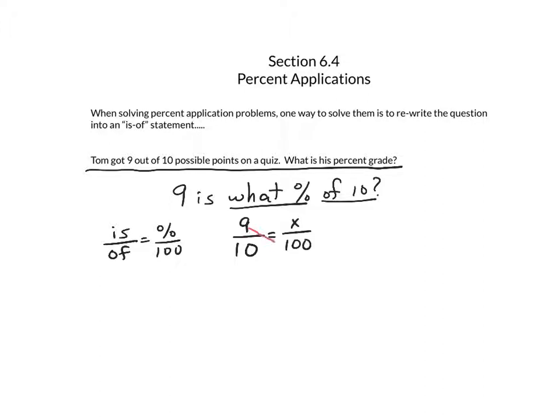So I know in order to solve this, 9 times 100 is 900. 10 times something also has to equal 900. So I am going to be doing 900 divided by 10. Once again, since I'm dividing, remember the decimal point in 900 is after that second zero. If I'm dividing by 10, I'm just going to move the decimal point one spot over to the left. So my answer is just 90. So Tom got a 90%, as we said before, but we did it using this is-of method.